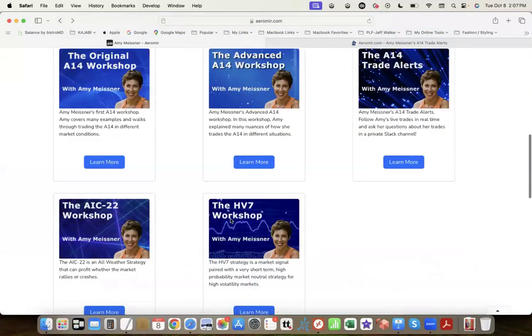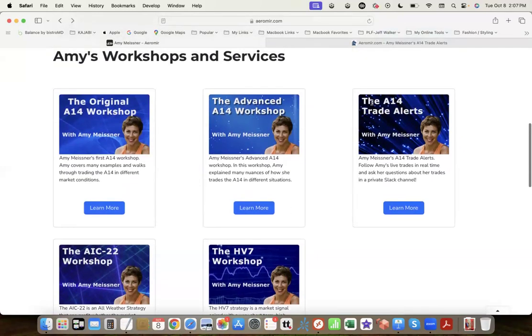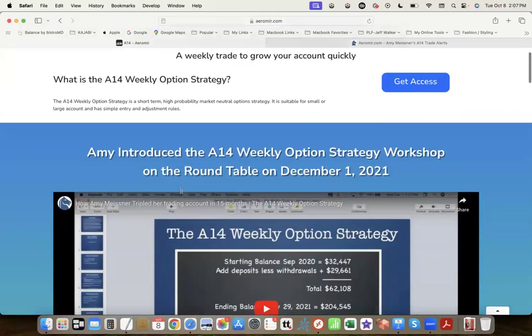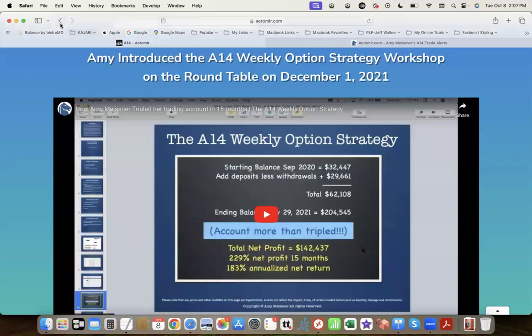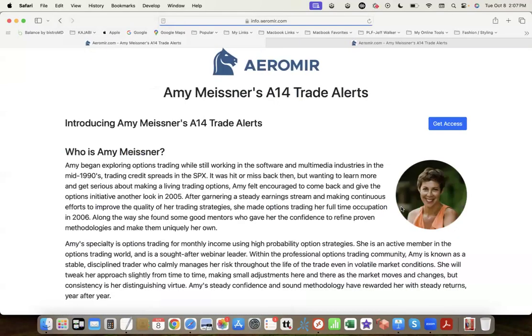If you want to learn about the other two strategies I have on here, you can learn that as well. You can go into each one of these and learn a little bit more. It shows you the original launch, where I talk about it in a little more detail, the advanced workshop, and then the alerts. If you go directly to the alerts, that takes you to aramir.com/A14 bundle.